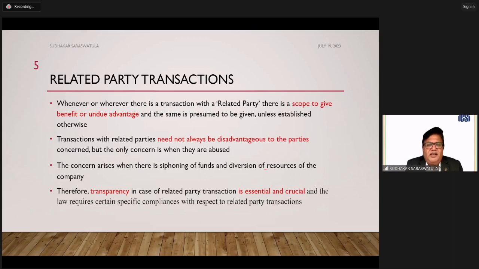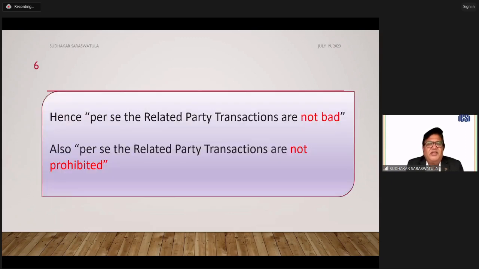Just like an independent director is independent, he has to always establish that his independence is not compromised. The same is the case with related party transactions. Therefore, transparency in related party transactions is not only essential, but also very crucial. The law requires certain specific compliances with respect to related party transactions. Hence we can say that per se related party transactions are not bad, and per se they are not prohibited.